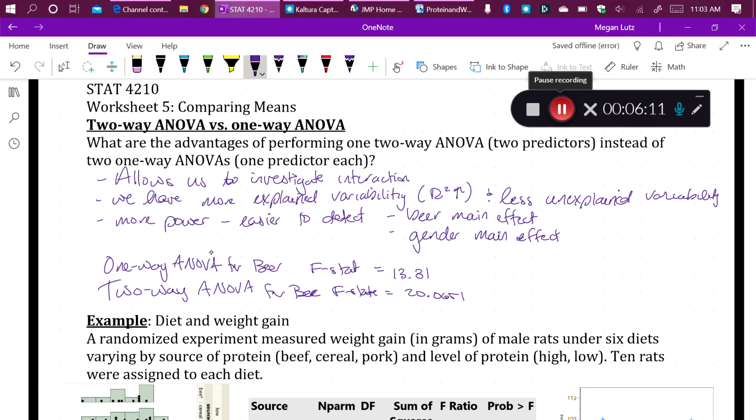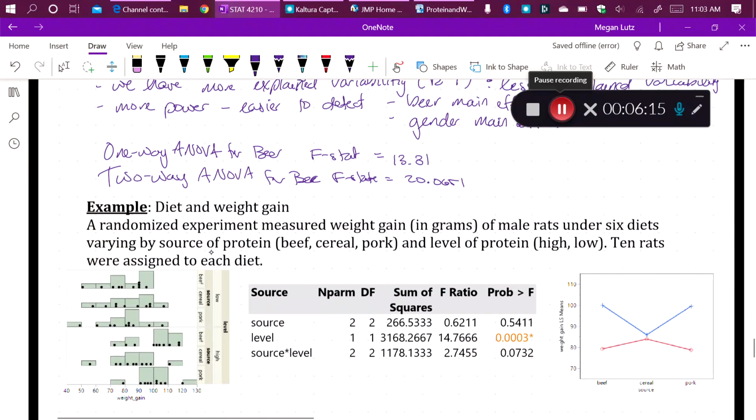So 10 rats were assigned to each of those 6 diets. It could be a high or low protein beef diet, a high or low protein cereal diet, or a high or low protein pork diet. So there are 60 rats total, 10 in each of those combinations of diets.